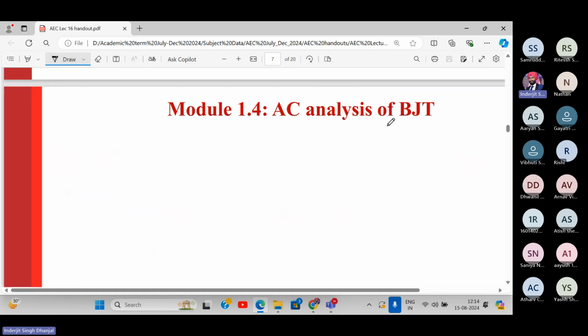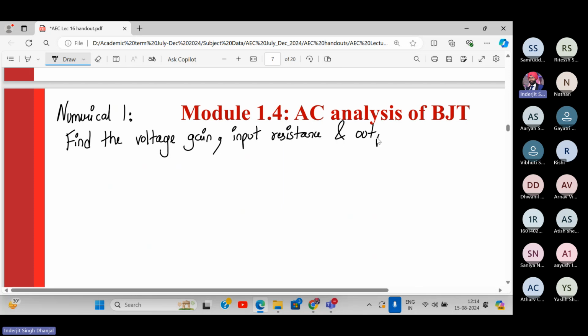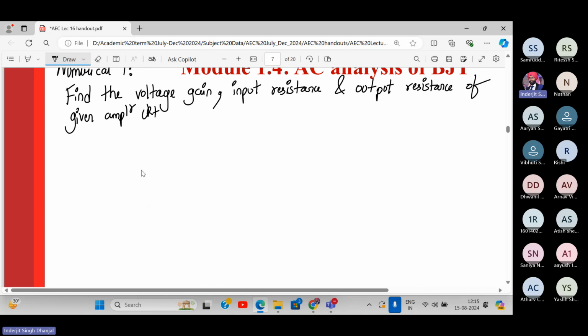So write down, everyone concentrate, numerical number 1. Find the voltage gain, input resistance, and output resistance of the given amplifier circuit. All right, so draw the amplifier circuit, please.